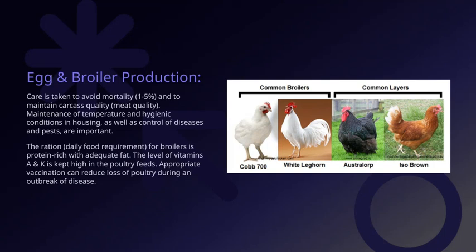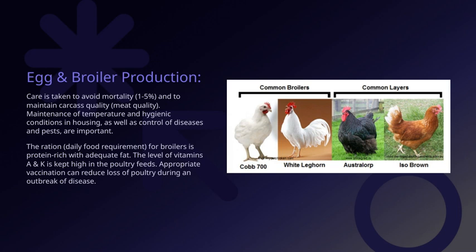When it comes to egg and broiler production, a lot of care goes into ensuring the health and quality of the birds. We aim to keep mortality rates very low, ideally between 1 and 5%, because every bird counts. Equally important is maintaining the quality of the meat, which means paying close attention to carcass quality throughout the process. To do this, proper management of the housing environment is essential. That includes controlling temperature to keep the birds comfortable and maintaining high hygienic standards to prevent disease and pest outbreaks.